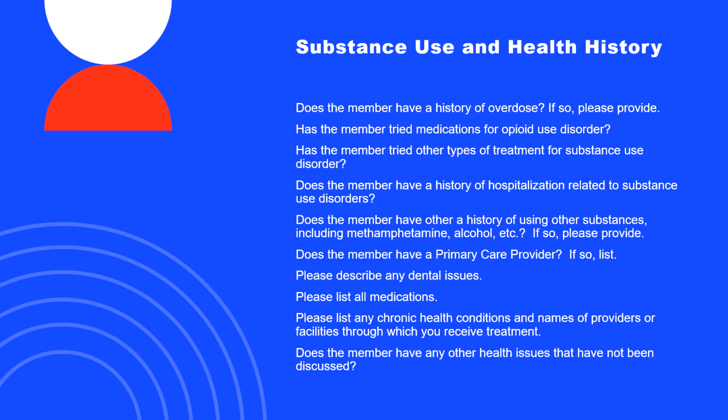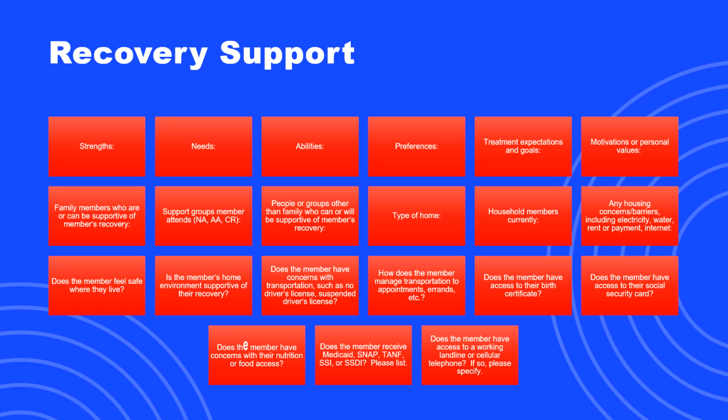Now, recovery support. First, we start off with our SNAP, our strengths, our needs, our abilities, and our preferences. Then we move on to our treatment expectations and goals. What would our mythical client or member, John, expect out of his treatment, out of his working with us? Does he have any goals right now of his own? What are his motivations or personal values?